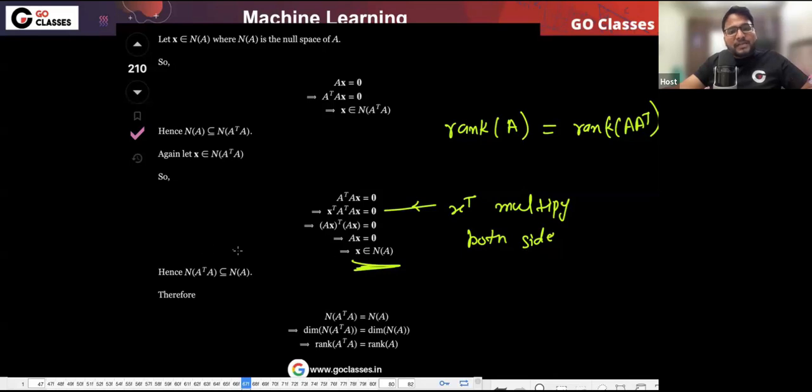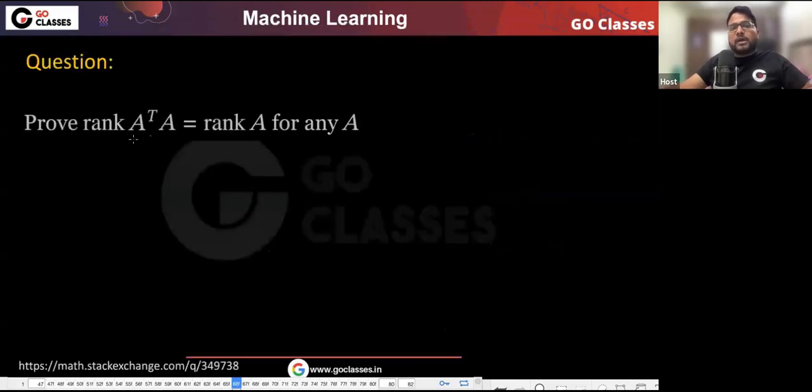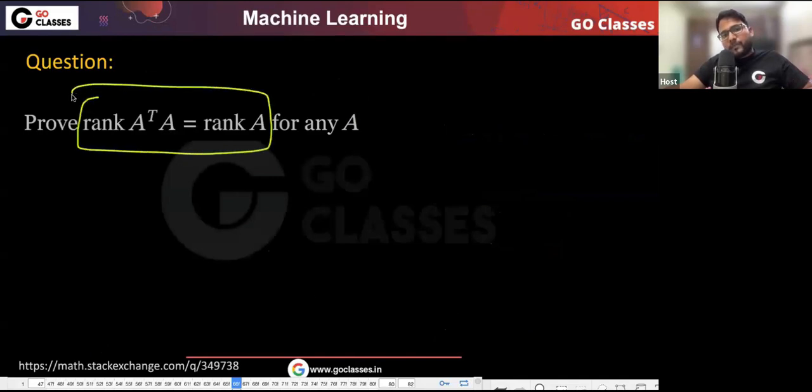So the null spaces are the same, one contained in the other both ways. If the null space is the same, then the dimension of the null space, which is the nullity, is the same. If the nullity is the same, then the rank is the same. So this is a very important result that you need to remember: the rank of A and the rank of A transpose A are the same. That's an extremely important result to remember.